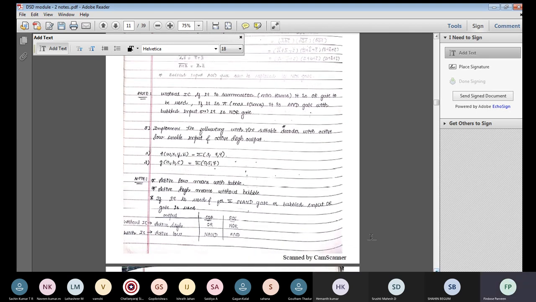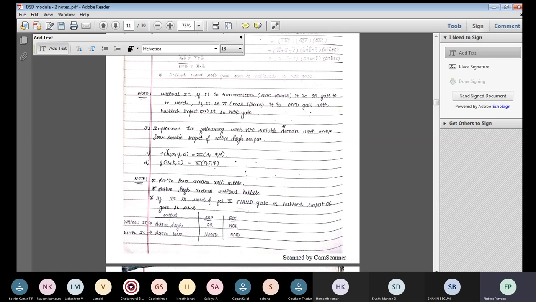So next, implement the following with the suitable decoder with active low enable input and active high output. So active low means you should be putting a bubble at the input side. Active high means it is without bubble. Always remember, active low means with bubble, and active high means without bubble. So f of WXYZ is equal to summation 3, 7, 9.